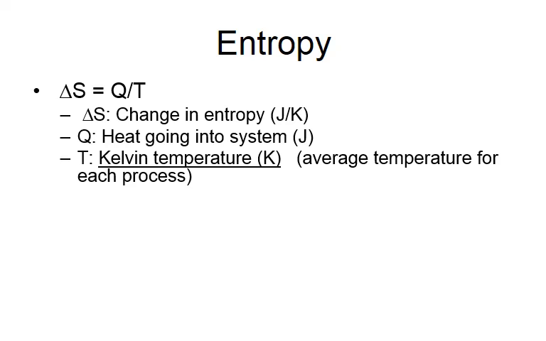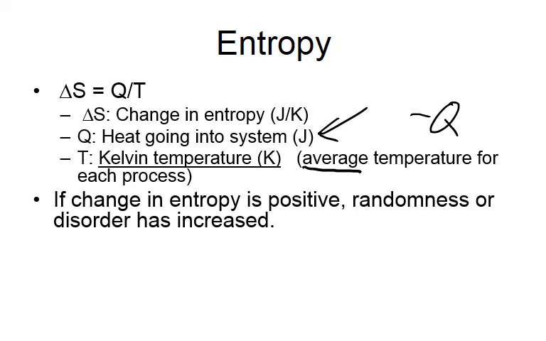All right, let's go ahead and define these. The change in entropy is in joules per Kelvin. Q is heat going into the system, and T is Kelvin temperature, the average temperature for the process, and the key here is average temperature. If you're cooling the system, then you'd have negative Q in there. And if the change in entropy is positive, then randomness or disorder has increased. So if you have liquid water and you're heating it up and it's turning into gas, it's going to be disordered.